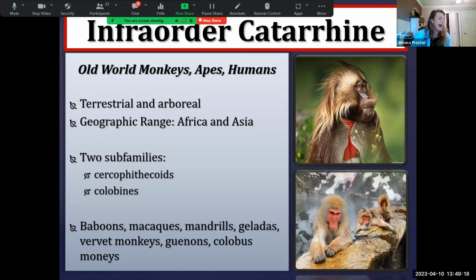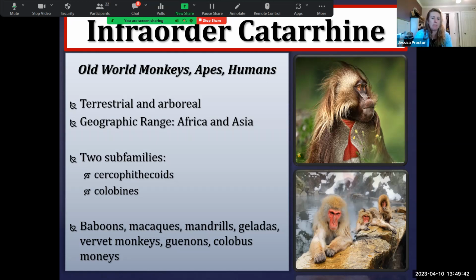So the infraorder Catarrhine. So you're looking under haplorhines, and I recommend drawing this out on a sheet of paper. So underneath the haplorhines, we already talked about the tarsiers, the tarsiiforms. We talked about the platyrrhines and New World monkeys. And now we're going to talk about the catarrhines. So the catarrhines will include Old World monkeys, apes, and humans.